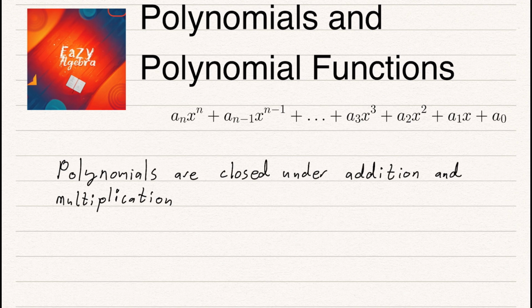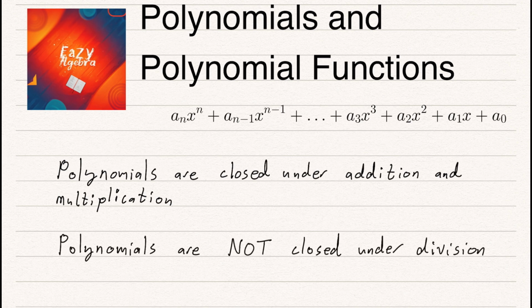So that means if you add two polynomials, you'll get a polynomial. And if you multiply two polynomials, you'll get a polynomial. Polynomials are not closed under division. And again, that's very similar to how you experienced with whole numbers. Whole numbers were closed under addition and multiplication, but not division. If you divide two whole numbers, you could get something that's a fraction. For example, 2 divided by 3 is 2/3.